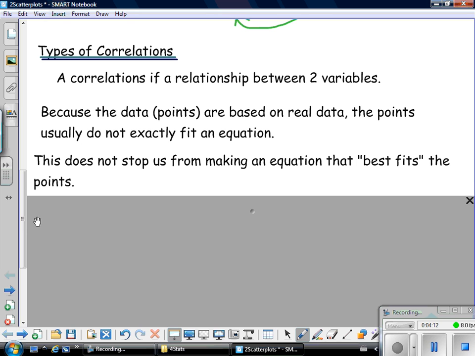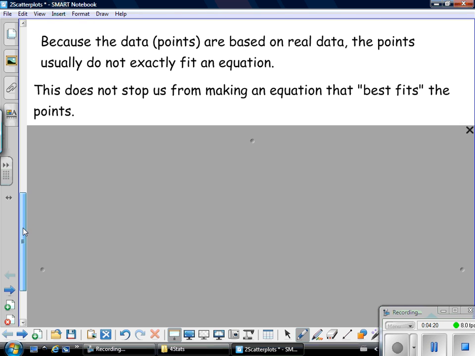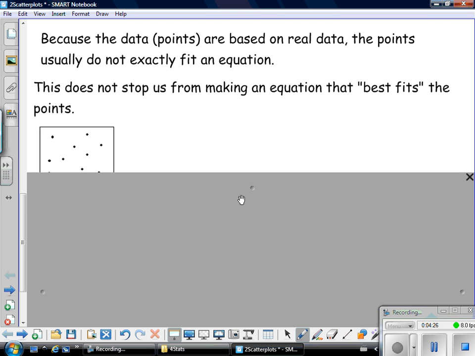However, in the real world, things are not perfect. This, however, doesn't mean that it stops us from doing an equation that best fits the points. And this happens in the real world. It happens in determining how much you pay for your insurance, car insurance, all those things.